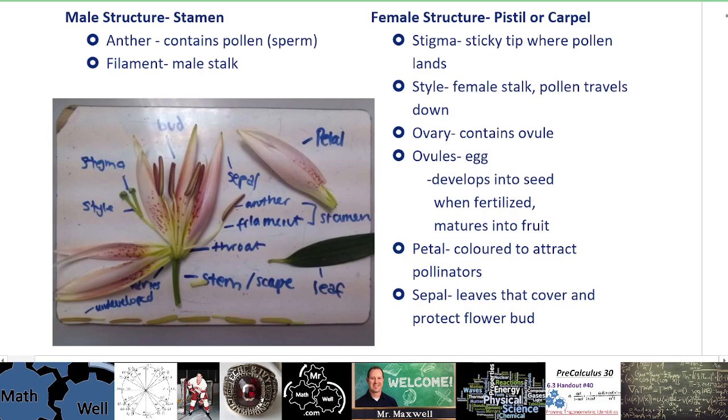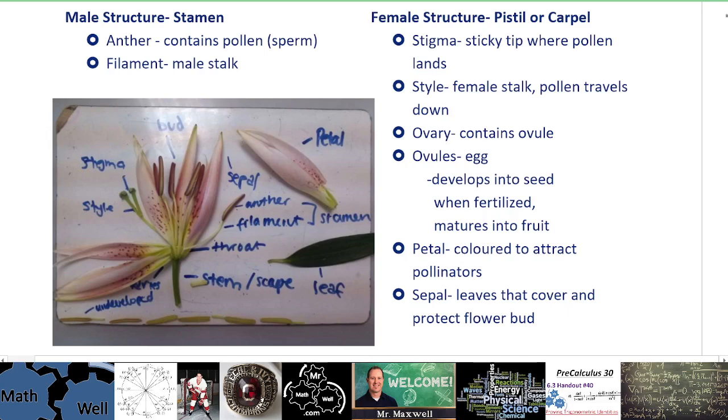So those parts of this diagram, and I wish I had the exact diagram that you're copying in your textbook, but they're very similar. There's a very similar diagram here, okay? So these are the anthers that contain the sperm or the male gametes. The filament is the male stalk, okay? So there's the stalk here that connects that. That's called the filament. And this together is the stamen. So the male parts there, those are the stamens.